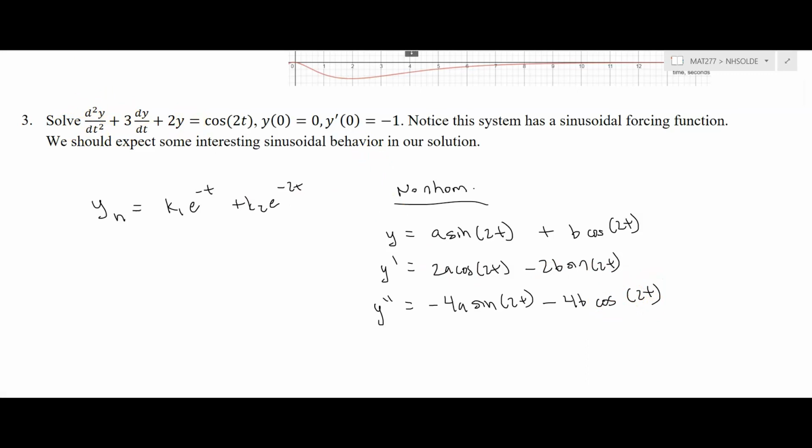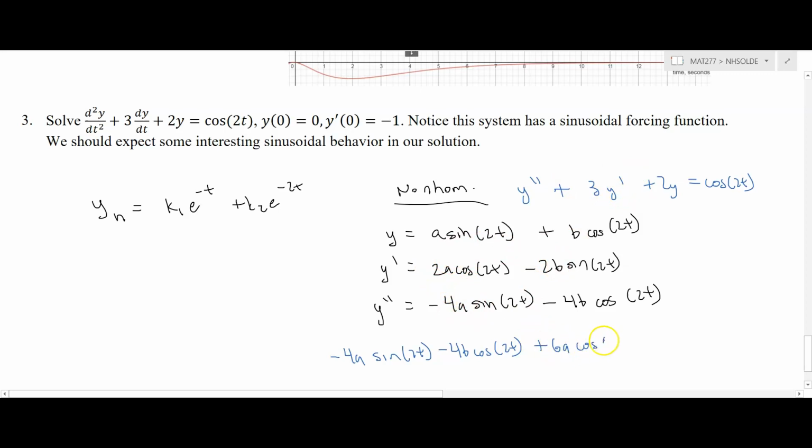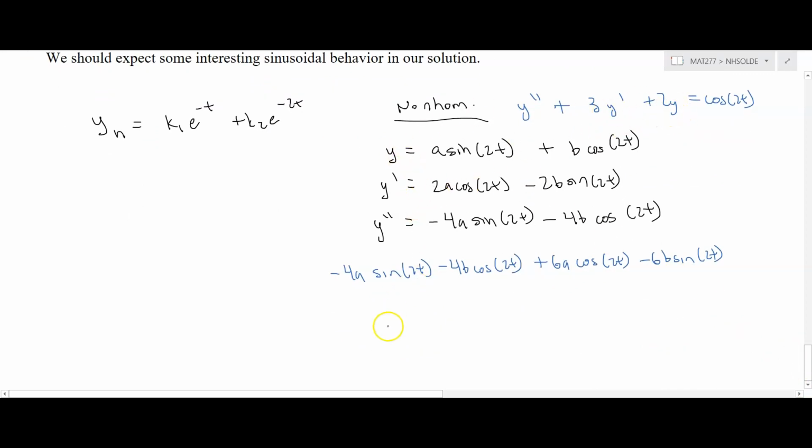So plugging our guess into the non-homogeneous second-order differential equation, which is this guy, we get y double prime is negative 4a sine 2t minus 4b cosine 2t plus 3y prime. So I'm just going to triple the coefficients on both of these, make it 6a cosine 2t minus 6b sine 2t. But that's going to get added to twice y, which is doubling the coefficients, will give me plus 2a sine of 2t plus 2b cosine of 2t. So that's just this last term here. And all of that has to equal cosine of 2t.